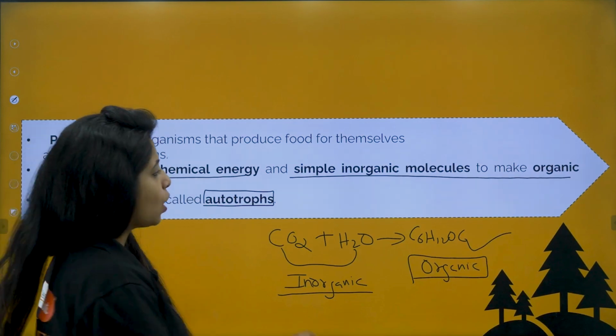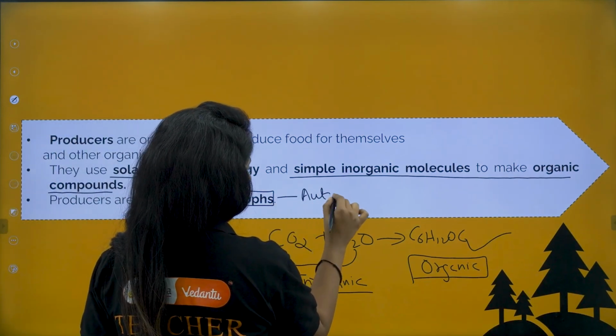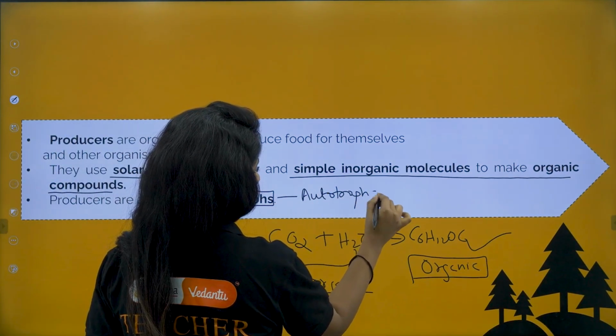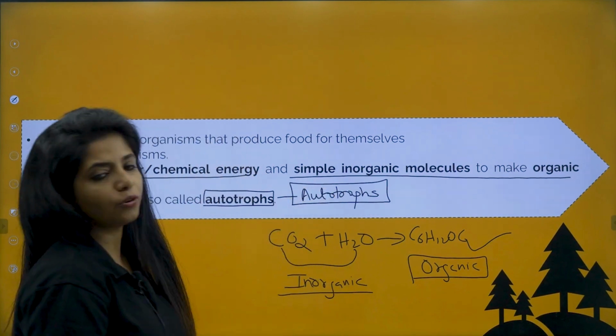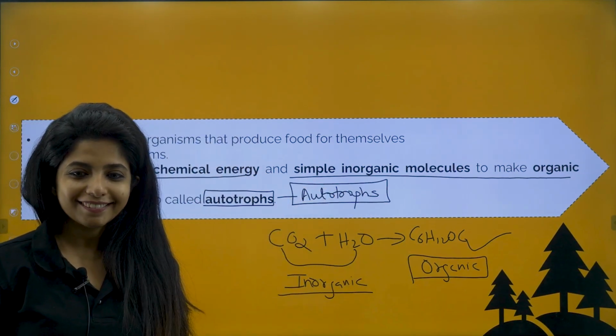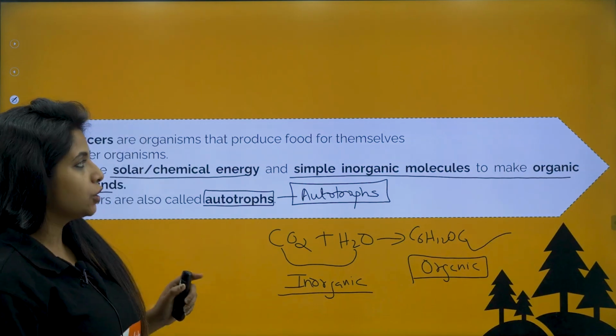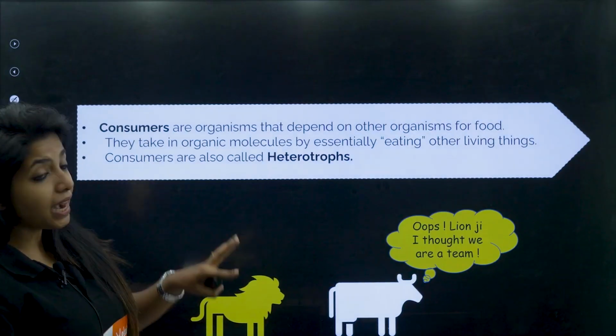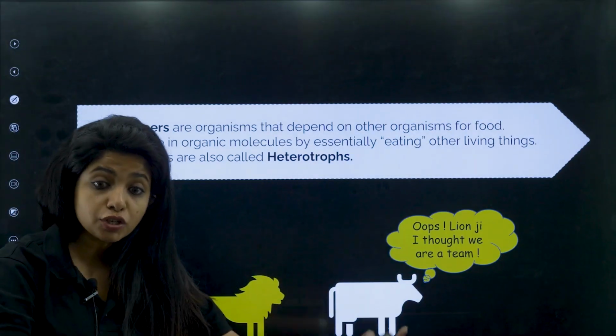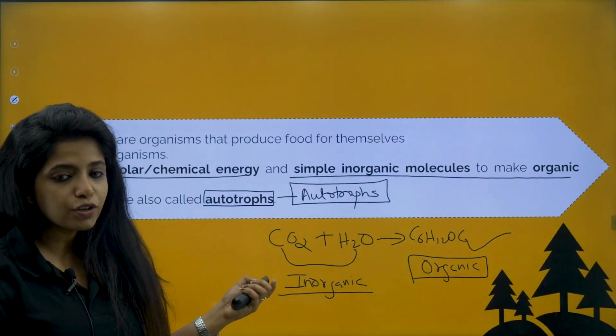What do you call them? You also call them autotrophs. Okay, autotrophs as in the one that can make their own food. So that is one biotic component that we have. And now the one that depends on the producers or what?